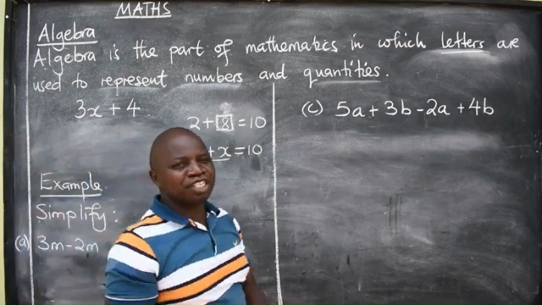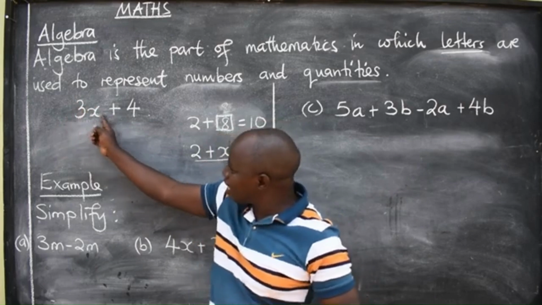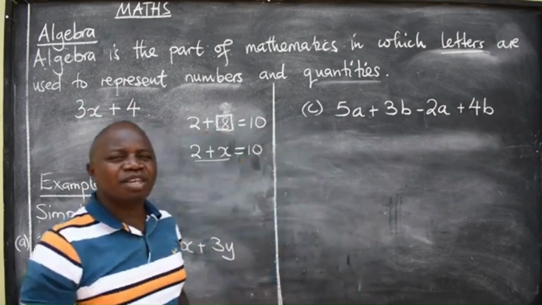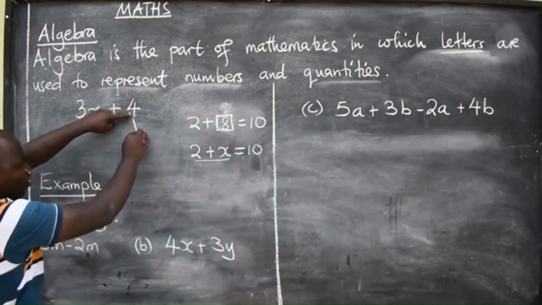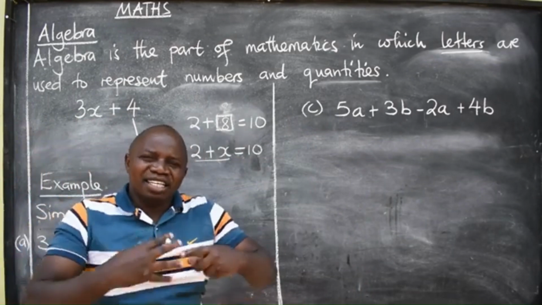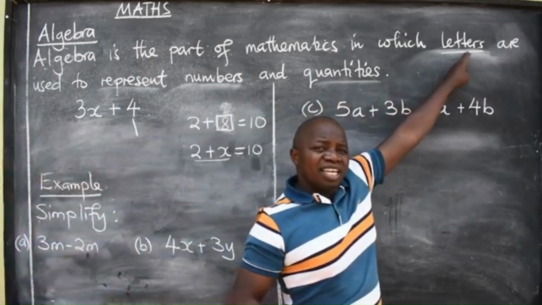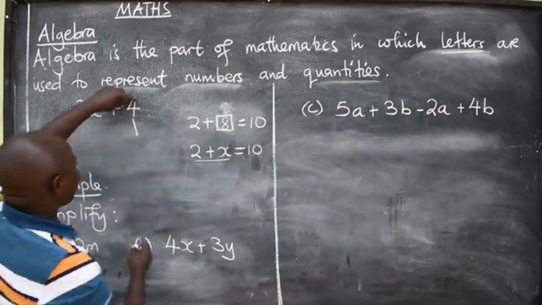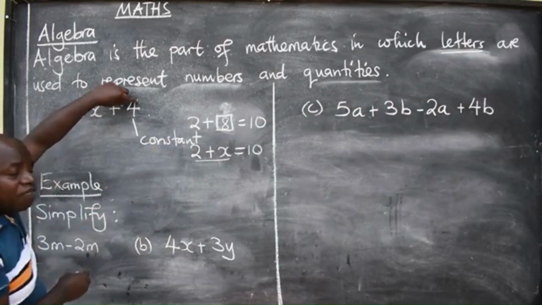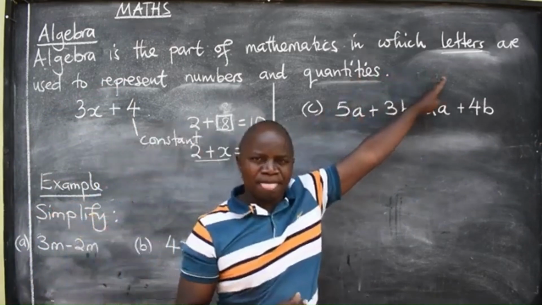In this expression that you are seeing, each term has a meaning. This is a term here, this is a term as well. Let's start with the 4. This 4 here, what does it mean? Any number in an expression without a letter is called a constant. So this 4 here is a constant. It does not have any letter.